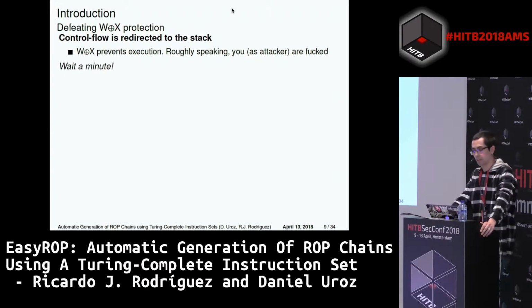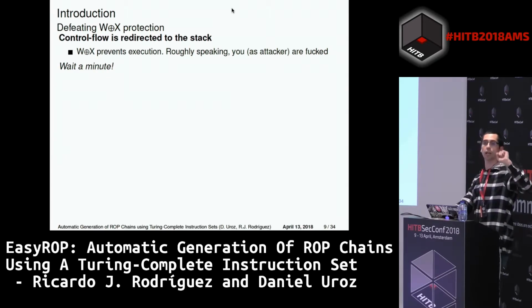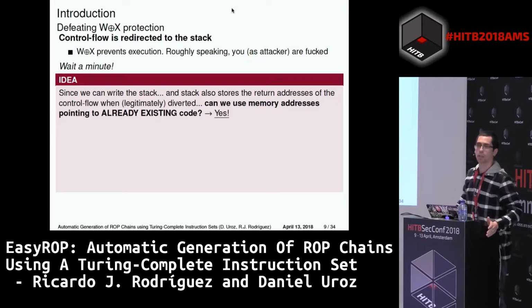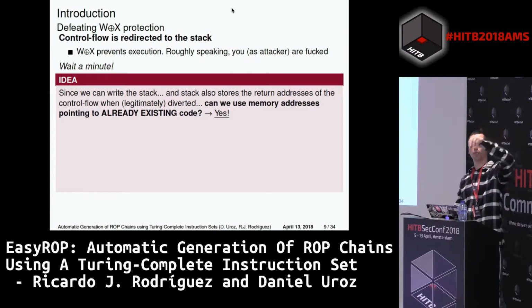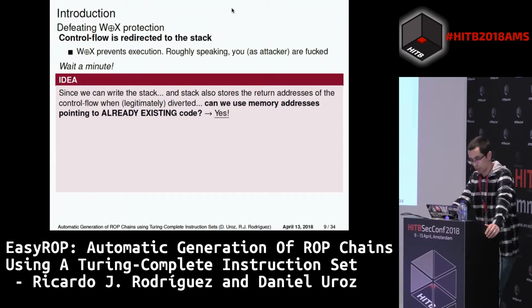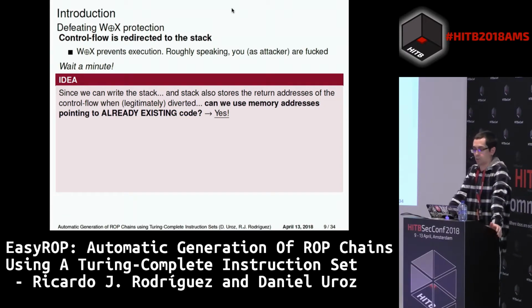But wait a minute, let me remind you that I told you that you can always inject code or inject things, but you will not be able to execute. This is the thing of the write or execute defense. So, since we can write in the stack everything that we want, and the stack, let me remind you, also stores the return addresses of the control flow. Okay, when I have some call in the program, the return address will be stored in the stack. That means that when the return instruction is executed, the return address is popped from the stack. Okay, so since we can write in the stack, why can we not write directly into the stack memory addresses that point to already existing code? Can we do it? Yes.